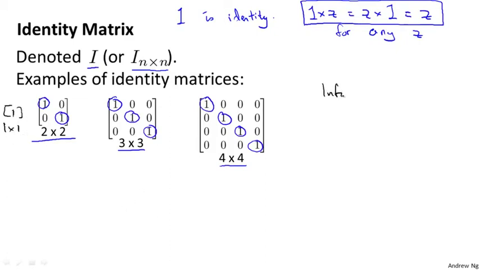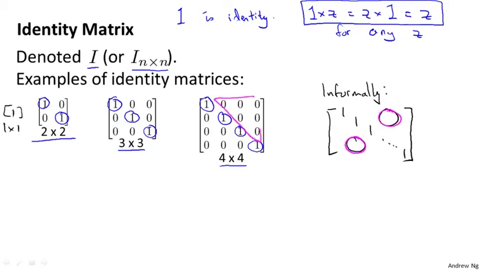Informally, when I or others are being sloppy, very often we'll write the identity matrix using the following notation: draw square brackets, write 1, 1, 1, dot, dot, dot, 1, and then, somewhat sloppily, write a bunch of zeros there. These zeros, this big 0 and this big 0, are meant to denote that this matrix is 0 everywhere except for the diagonal. So this is just how I might sloppily write the identity matrix.